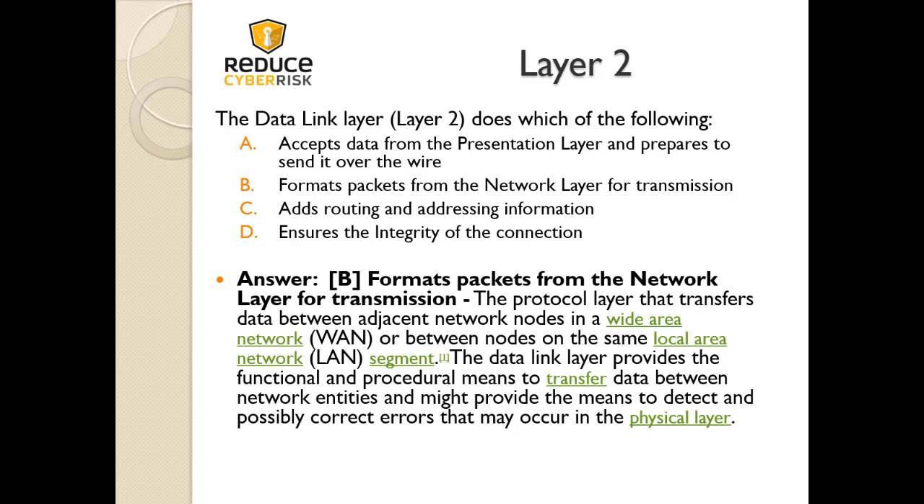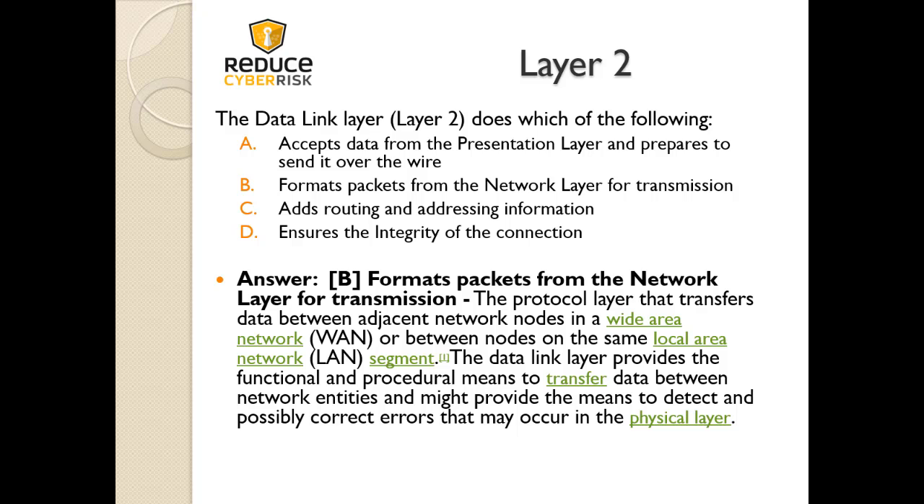So again, for layer 2, the data link layer: A, accepts the data from the presentation layer and prepares it to send over the wire. B, formats packets from the network layer for transmission. C, adds routing and addressing information. And D, ensures the integrity of the connection. Which one is it? It's B, formats the packets from the network layer for transmission.